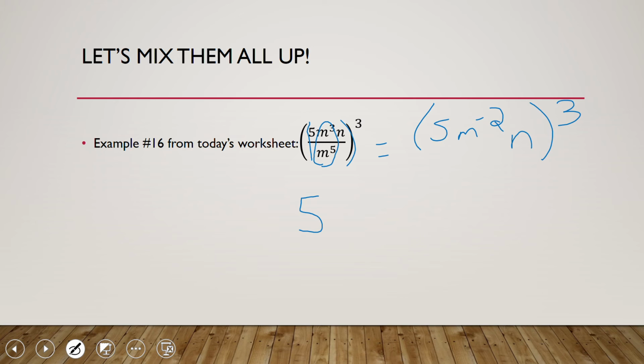The coefficient gets raised to that power. And then we multiply our exponents, m to the power negative 2 times 3. Negative 2 times 3 gives me negative 6. And the n value, notice it has no exponent, so that exponent is 1. 1 times 3 gives me the power 3 for the n. Finally, take 5 to the power 3 and put that in your calculator, or do 5 times 5 times 5. You should get 125, m to the negative 6, n to the power 3.